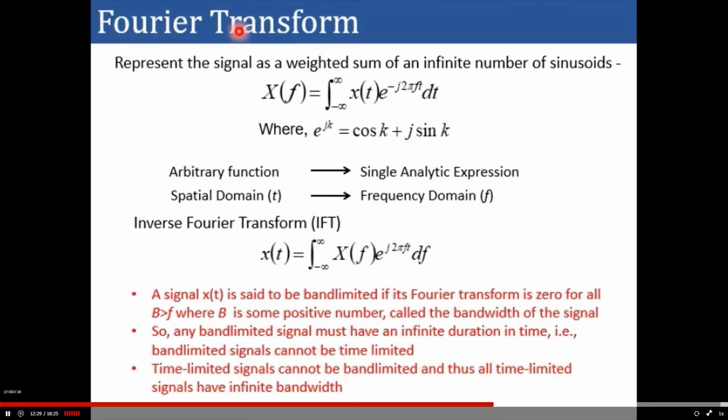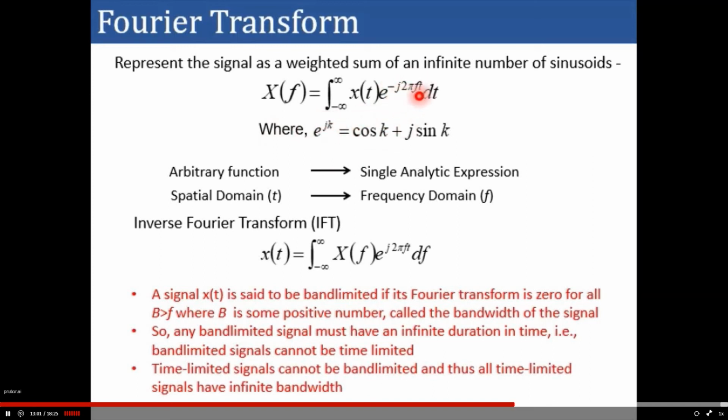Now let's talk about the Fourier transform. The Fourier transform represents the signal as a weighted sum of an infinite number of sinusoids. So how can we represent it? The Fourier transform, that is X(f), can be written as the integral from minus infinity to infinity of x(t) e to the power minus j 2 pi f t dt.